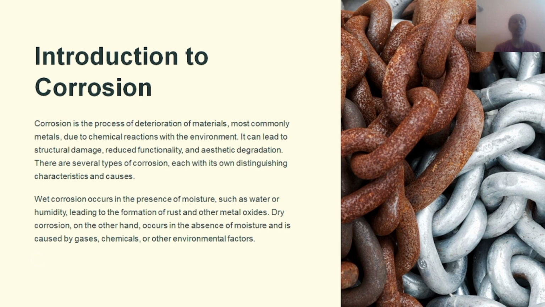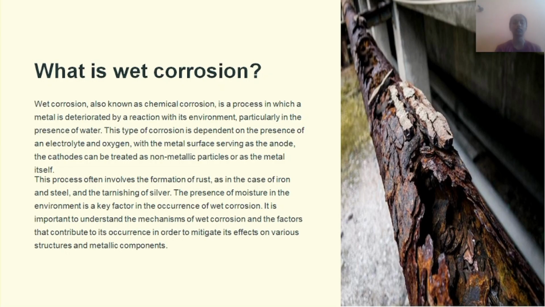Introduction to corrosion. Corrosion is the process of deterioration of materials, most commonly metals, due to chemical reactions with the environment. It can lead to structural damage, reduced functionality, and aesthetic degradation. There are several types of corrosion, each with its own distinguishing characteristics and causes. Wet corrosion occurs in the presence of moisture such as water or humidity, leading to the formation of rust and other metal oxides. Dry corrosion, on the other hand, occurs in the absence of moisture and is caused by gases, chemicals, or other environmental factors.